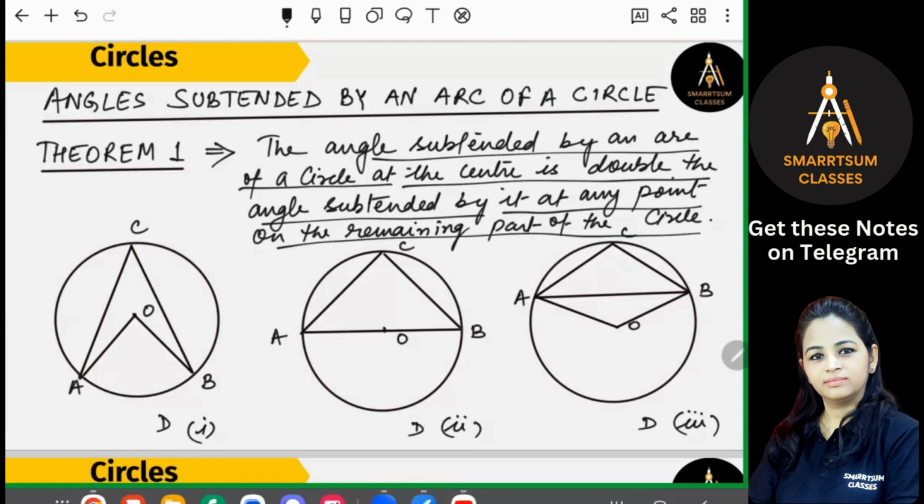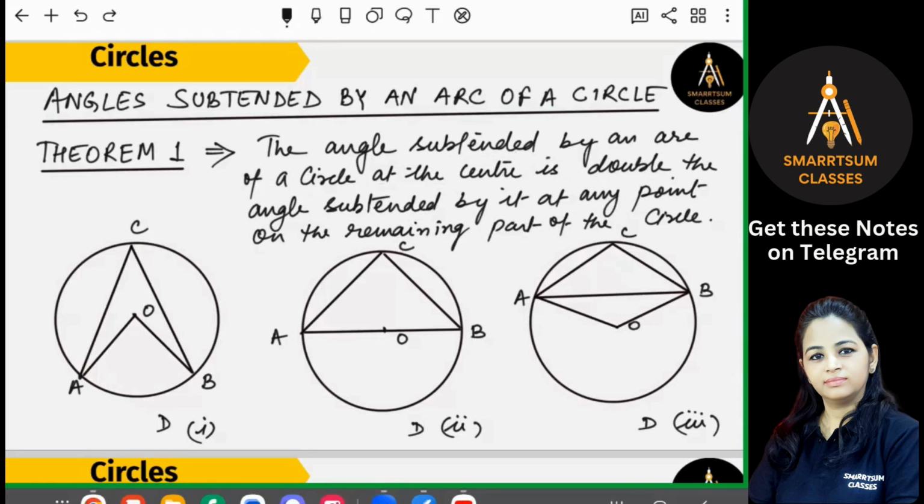Now what does it mean? It says that the angle subtended by an arc in a circle at the center is always double the angle subtended by this arc at any point anywhere in the remaining part of the circle. Here we are taking three cases. As you can see, there are three diagrams in which we will discuss three cases. We are taking the minor arc, the major arc, and the semicircular arc.